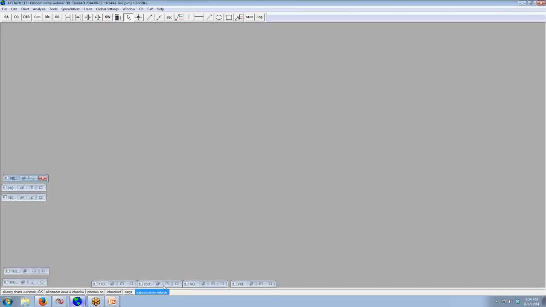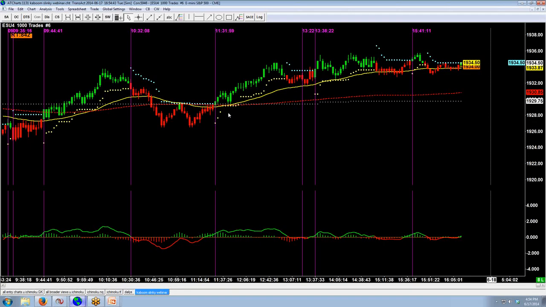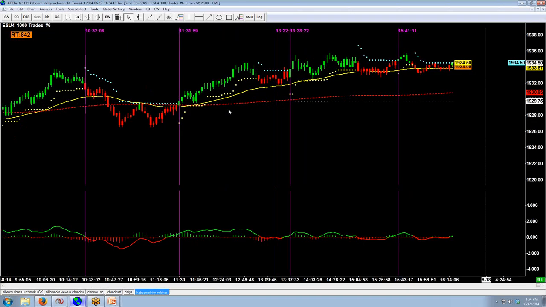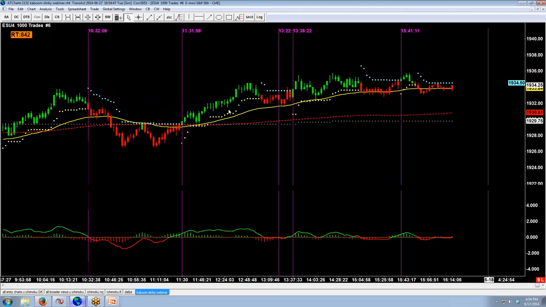And let's look at the ES. The ES I've got on my screen here, 1,000 tick chart. Again, play with the numbers and see what works best for the instrument that you're interested in. I don't like the ES, so this is just me throwing out a number on the chart here.